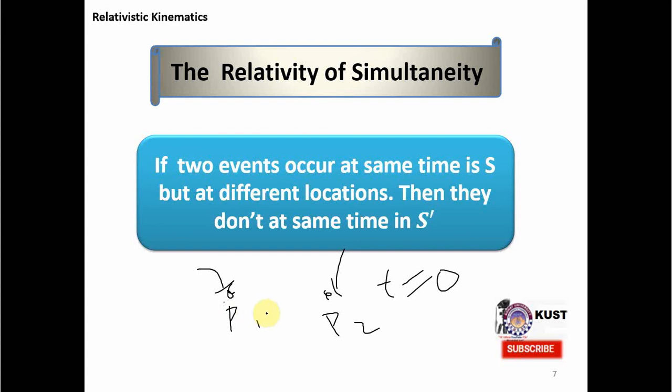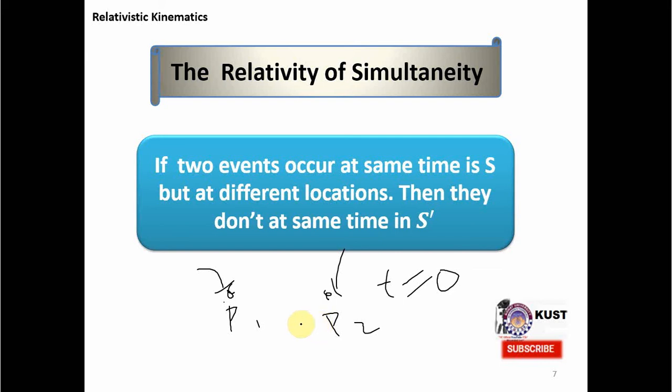That is, the simultaneity of two events is relative, it's not absolute. The order in which these two events occur is not independent of the frame of reference. It depends upon the frame of reference. So in one frame of reference it is possible that these two occur at the same time.